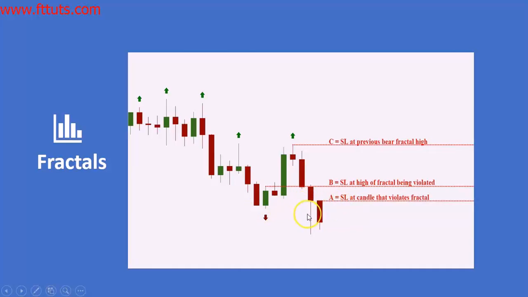That's the candle that violates. And then your next stop loss level is at the high of the fractal being violated. This is the high fractal. You want to go at the high point where it's being violated. And then finally, your previous bear fractal high right there. That's the safest place, but the biggest risk, the most loss.